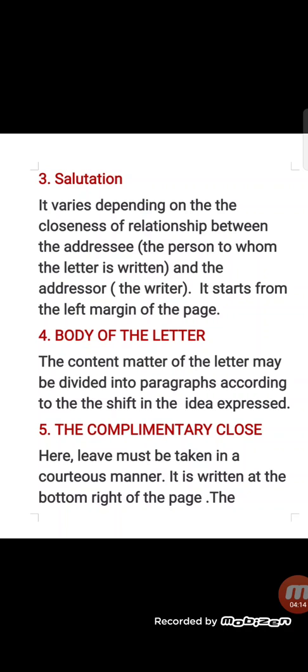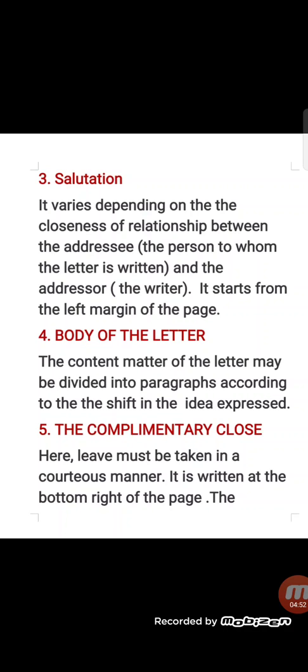It varies depending on the closeness of relationship with the addressee. Who is the addressee? The person to whom the letter is written, the receiver who is going to receive the letter. And the addressor is the writer. The salutation starts from the left margin of the page, from the left hand side of the page.